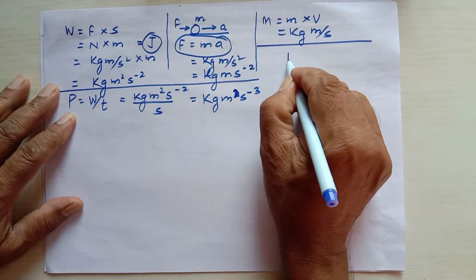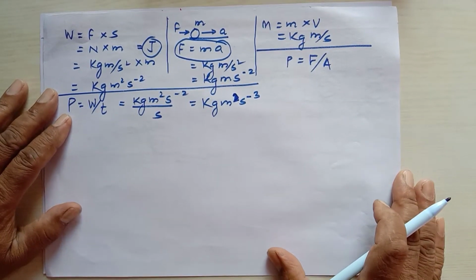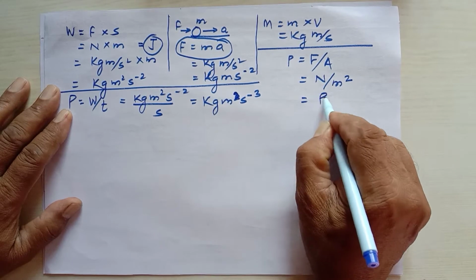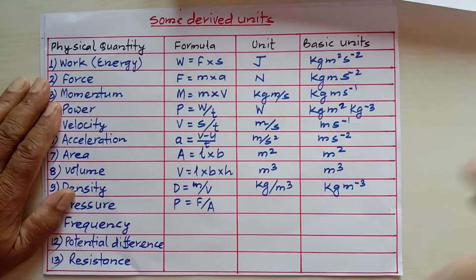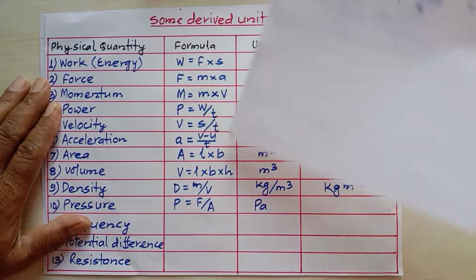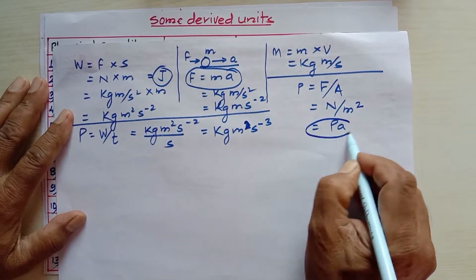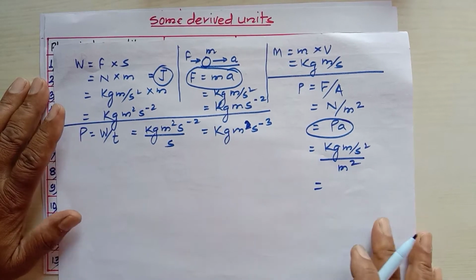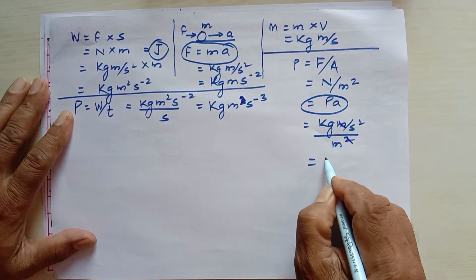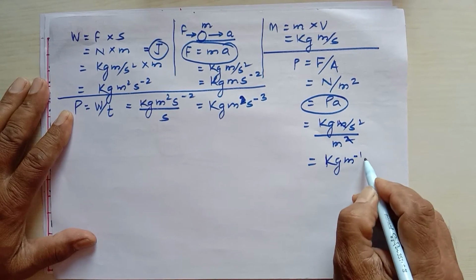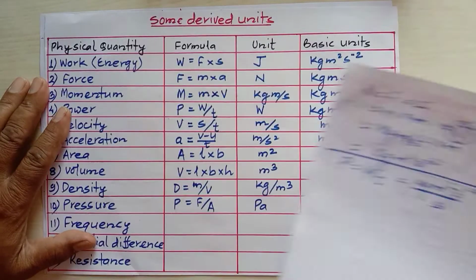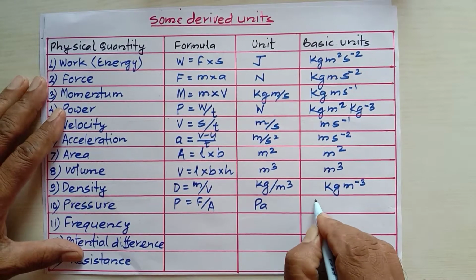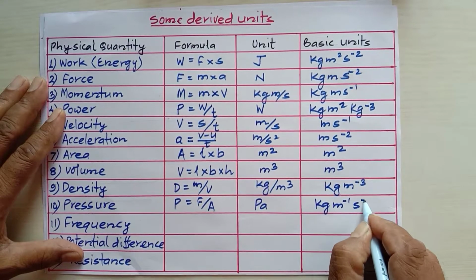Look at this. Pressure equal to force by area, and we know that force is measured in Newton and area is measured in meter square according to SI system. Newton per meter square is taken as Pascal in the name of the scientist Pascal. That's why its unit is Pascal. But what basic units are involved in it? Look at this. Now Newton in expanded form is kg meter per second square, and meter square is in denominator, and this is equal to, one of the meter is cancelled, and that's why kg meter to the power minus 1 second to the power minus 2. This is the basic unit involved in pressure. What are they? Kg, meter and second to the power minus 2.